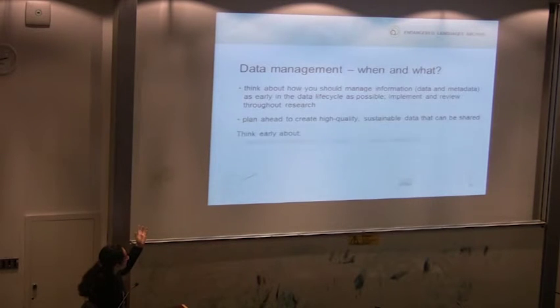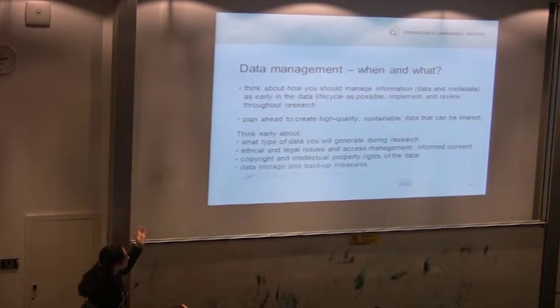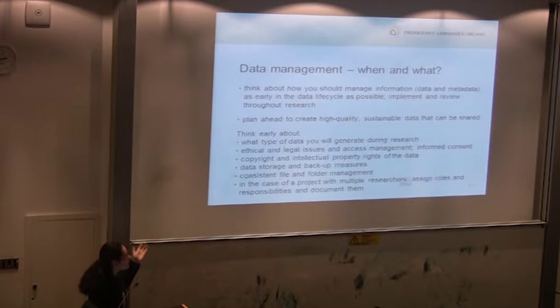And you've probably heard about all these things already. So things to consider would be what type of data you will generate during your research, ethical and legal issues, copyright, data storage, backup is very important, consistent file and folder management, and in the case where you have more than one researcher, how do you manage that? Now, how many of you are part of the selected project?